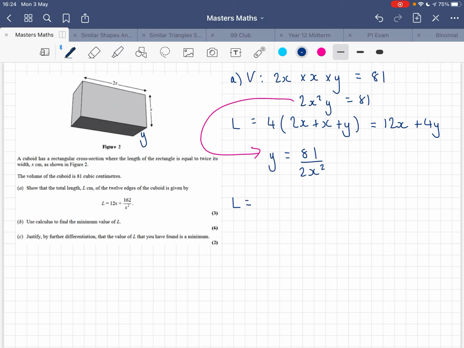So I now have L is equal to 12x plus 4 lots of 81 over 2x squared. That 4 will cancel with the 2 on the bottom, leaving me with 2 there. So it simplifies to give me 12x plus 162 over x squared, which is what we were asked to show. So that is our formula for the length.